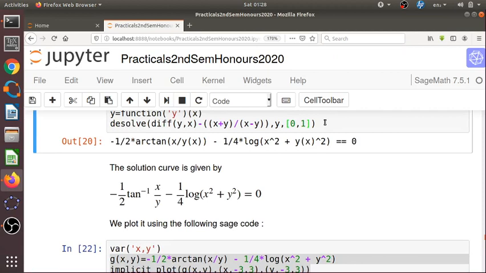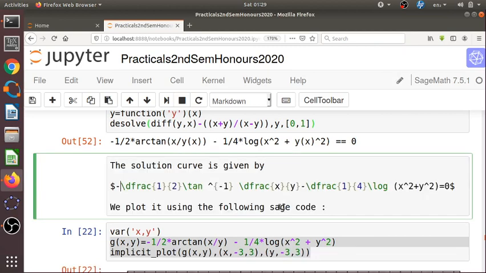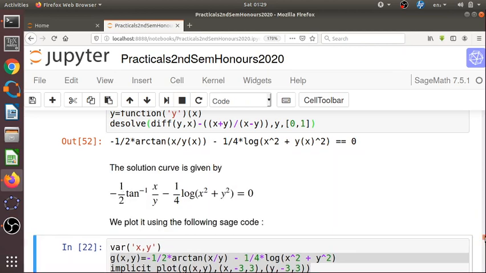So here the initial condition that I have given is 0 comma 1. If you just run it, it's minus arctan, arctan meaning tan inverse of x by y, minus 1/4 of log of x square plus y square. So the solution curve is given by this. How have I written this? I have written it this way: minus dfrac 1 comma 2 slash tan, then with space, this is the to the power symbol, to the power minus 1, so that is for tan inverse. Then dfrac x by y minus dfrac 1/4 slash log x square plus y square equal to 0. That way we can write this, so it will look mathematical.